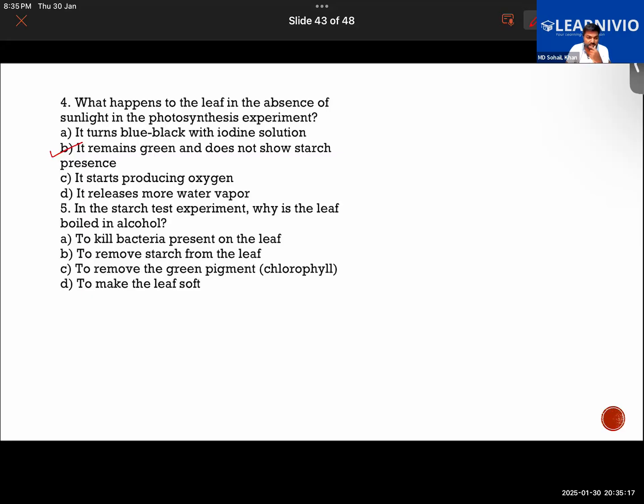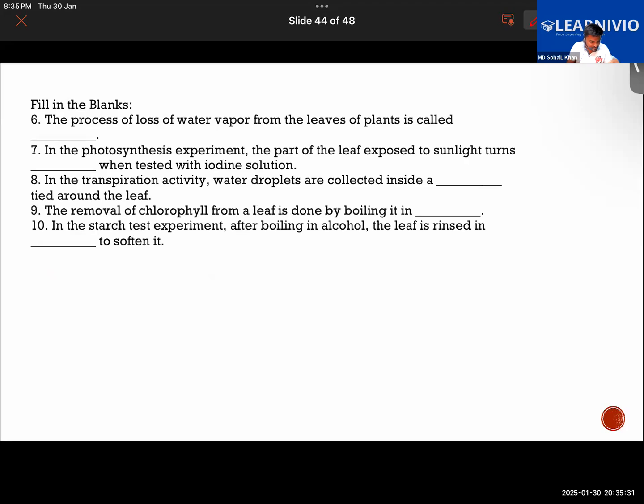Good. Next. In the starch test experiment, why is the leaf boiled in alcohol? C. To remove the green pigment chlorophyll. Exactly. The process of loss of water vapor from the leaf of a plant is called transpiration. Very good. Next. In the photosynthesis experiment, the part of the leaf exposed to sunlight turns blue-black when tested with iodine. Very good. Next.